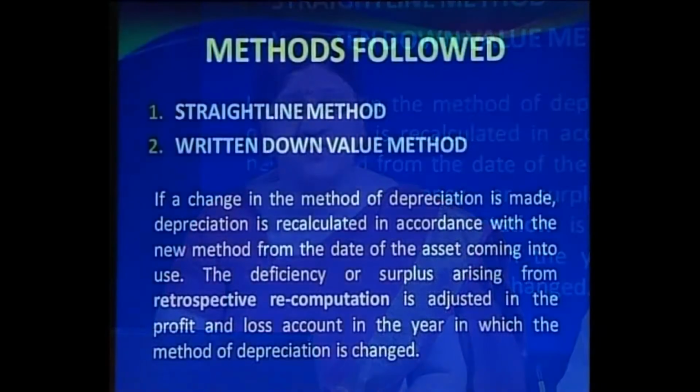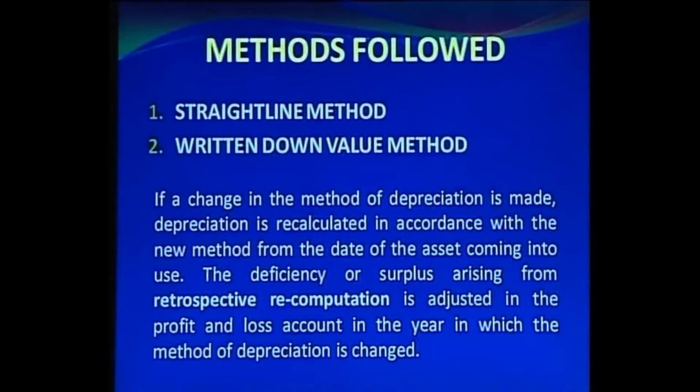So, we can say that deficiency or surplus arising from the retrospective, that is backdate recomputation, is adjusted in the P&L account in the year in which the method of depreciation is changed. If it is changed in 2010 and we are charging depreciation from 2005, so from 2005 we have to recompute the new depreciation taking the new method into account, and then the difference or surplus has to be computed. So, this is being given as the mechanism of recomputation of the changed method to be followed and its impact being given in the P&L account.